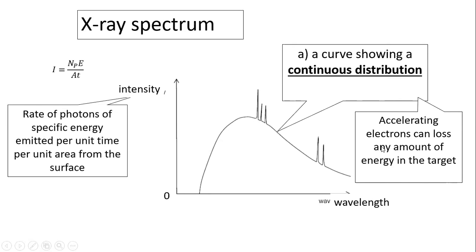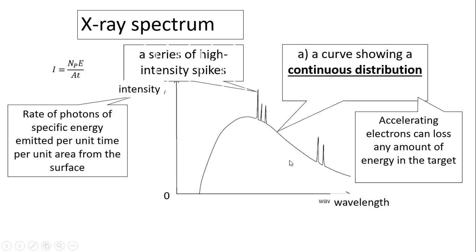Accelerating electron can lose any amount of energy in the target. Right? When the electron hits the target, it doesn't have to lose all its energy. If it loses all its energy, then it produces this wavelength. So you can lose any amount of energy. That's why you have this continuous wavelength.